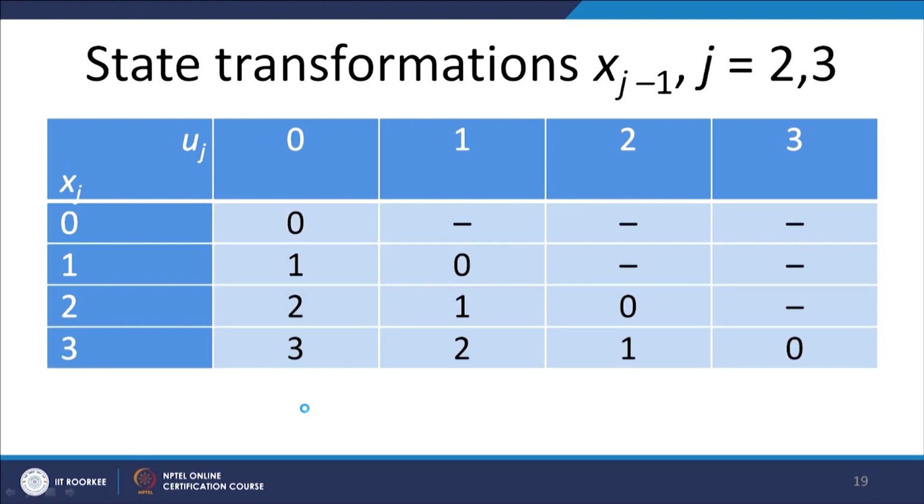Also, we can define the state transformations as x(j minus 1), where j goes from 2 to 3, like this. In the top we have uj, that is 0, 1, 2, 3, and on the left hand side in the first column we have the values of xj as 0, 1, 2, 3, and their corresponding entries are shown in the table. Please note that the entries over here, for example, this, they are not defined. So, that is the reason why they have been shown with the dashed sign.